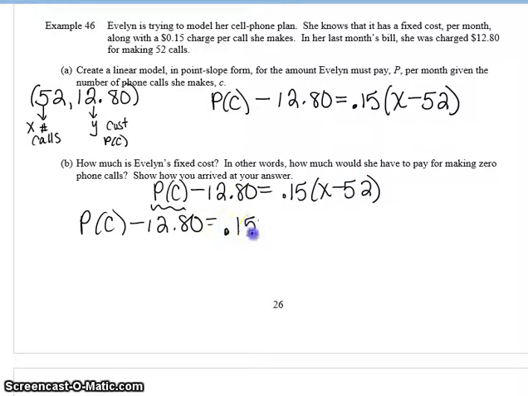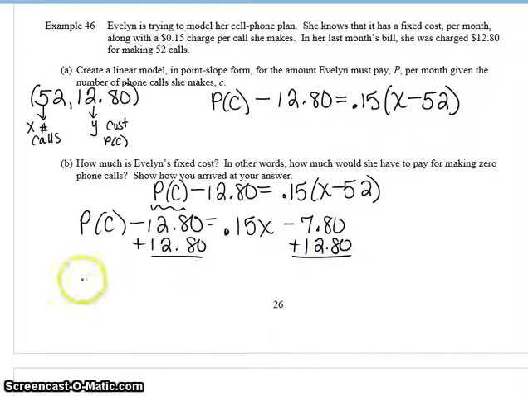So that becomes 0.15x, and then when you multiply 0.15 times that negative 52, you're going to get negative $7.80. Okay? To get P of C by itself, I'm adding 1280 to both sides. And I'm resulting in P of C is equal to 0.15x plus $5. Okay? So what did I just figure out right there?